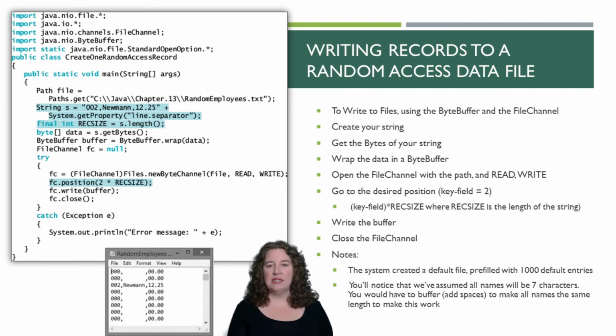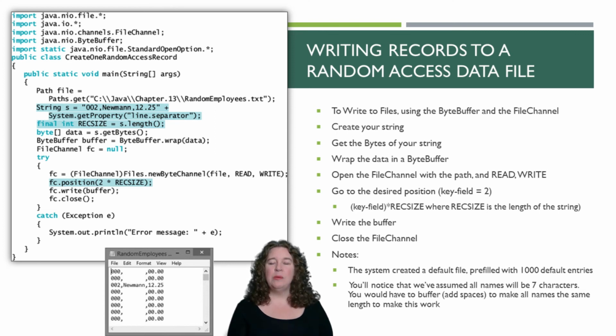If my record size is 15, I need to go 2 times 15, or down to position 30, which will be the start of record 2. Then I can write my buffer, which is the string I'm putting in there, and it'll replace what was there with the new string. Don't forget to close your file channel, and you can move on. And now we've just added our second row to our data with our write using our random access data file.